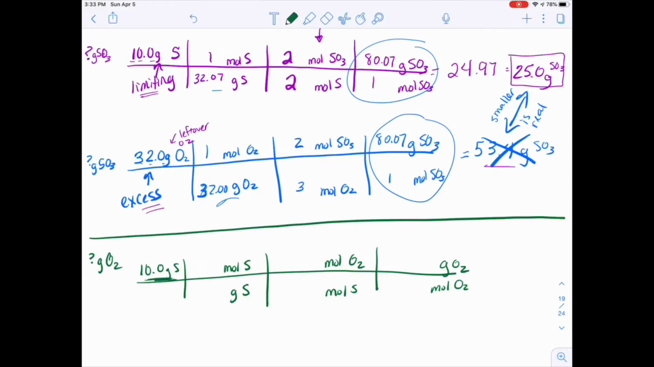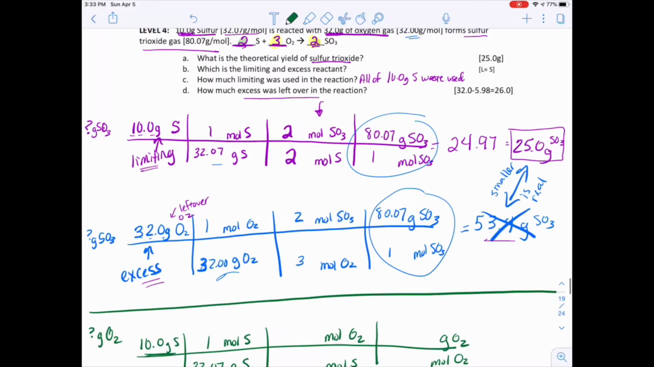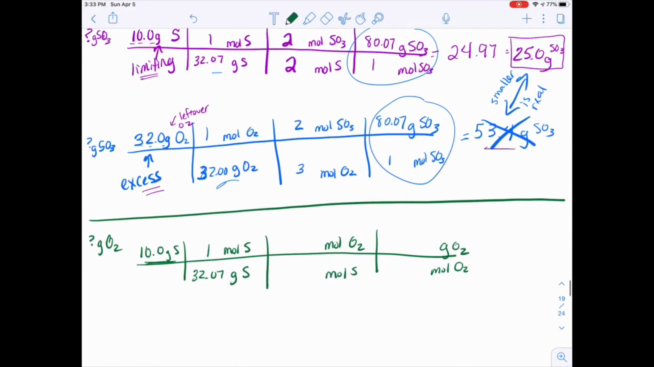So we've got grams of sulfur. This is the limiting reactant, so it was all used up. We want to see how much oxygen it used as it was being used up. So this is our 32.07 in 1 mole. This is from the reaction. Look at the reaction there: 2 sulfurs to 3 oxygen.